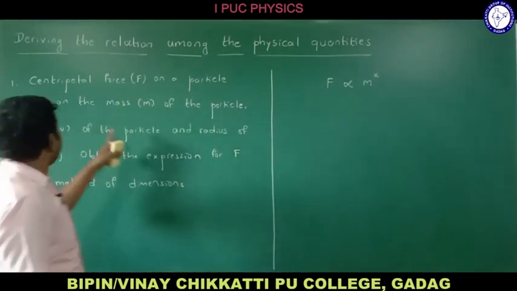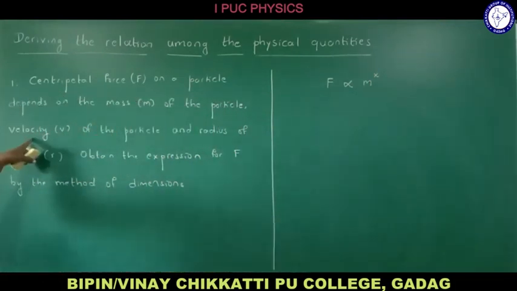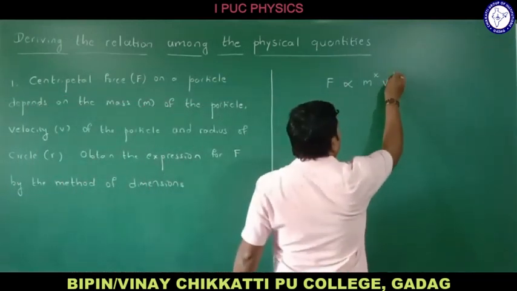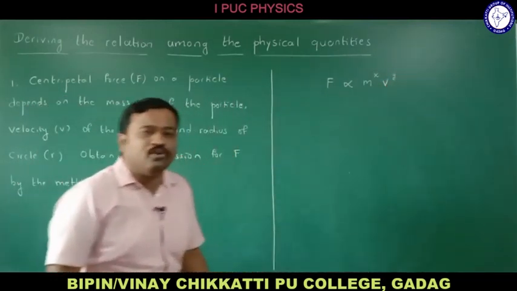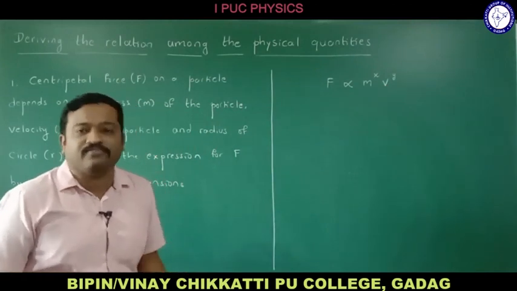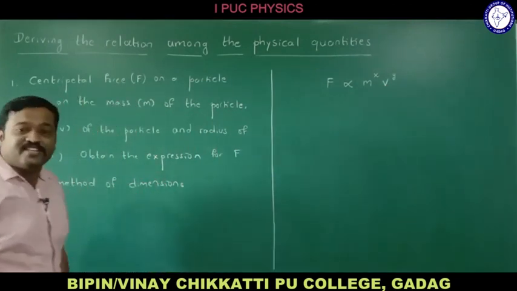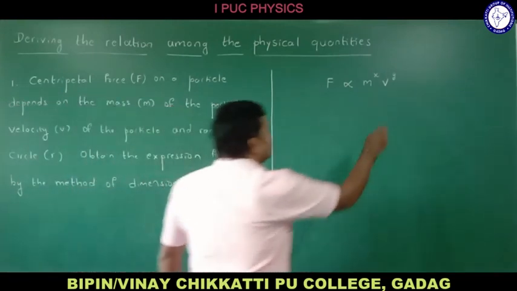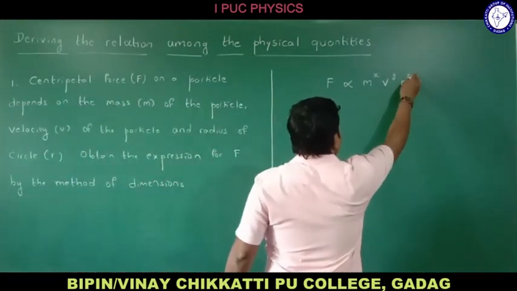Second, it depends upon the velocity of the particle. Let me take velocity of the particle v, and write v raised to y. Again we don't know whether it is directly or inversely or any power of v, so let me take it as v raised to y. And the radius of the circle: it depends upon the radius of the circle. Let me take it as r raised to z.